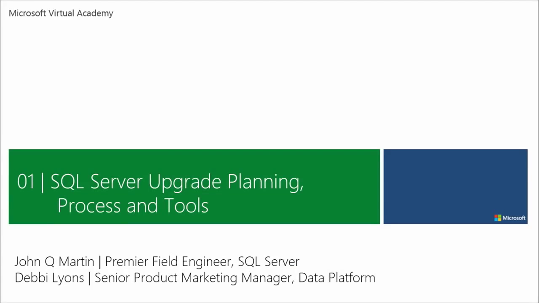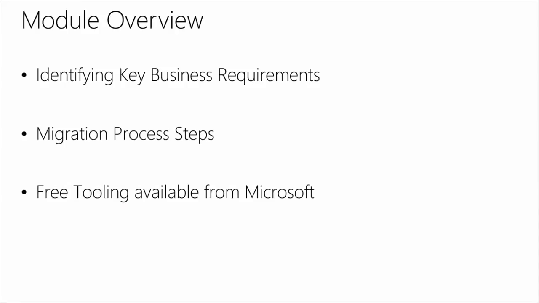Okay, so we shall start. We're looking at our first module here. We're going to be looking at upgrade planning, process and tools. So the main elements of this module we're going to be looking into are identifying the key business requirements, because without business requirements, there's no real justification for an upgrade there. There's some elements around supportability and such like from Microsoft that we'll cover as well. Then we'll look at the migration process steps, and then we'll cover some of the free tooling.